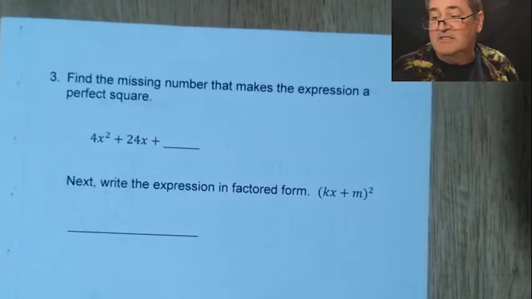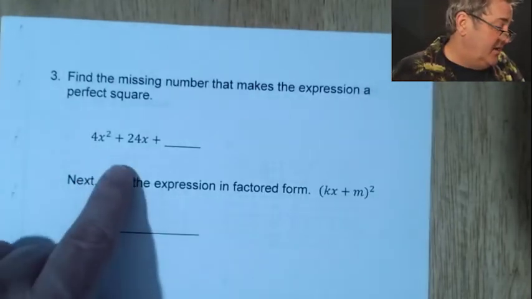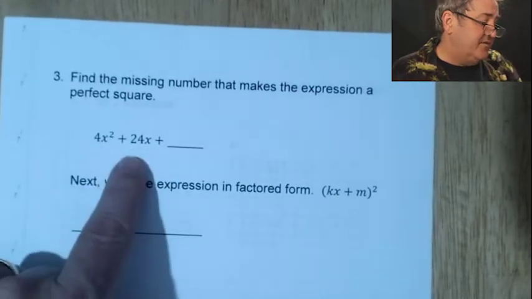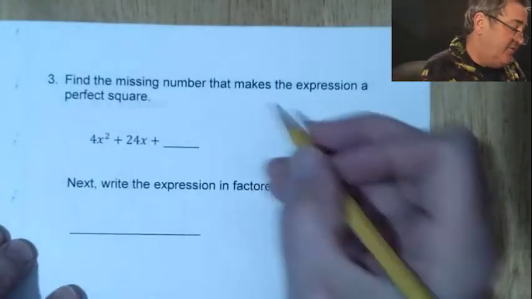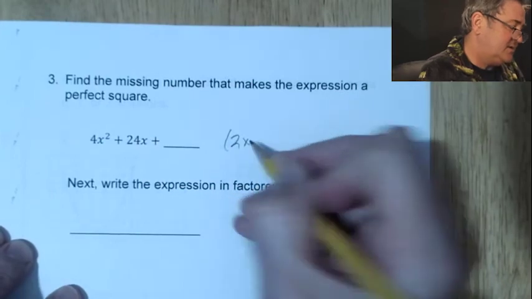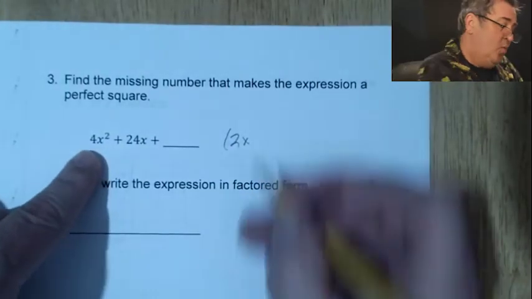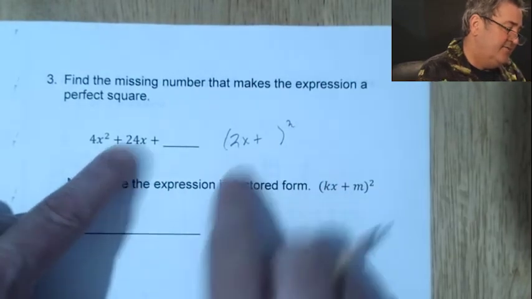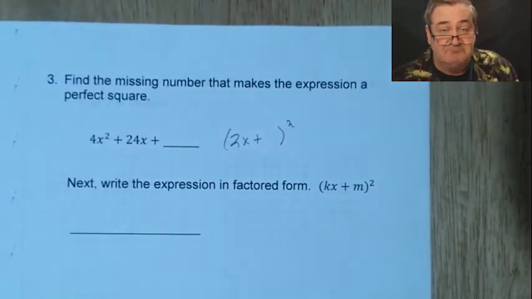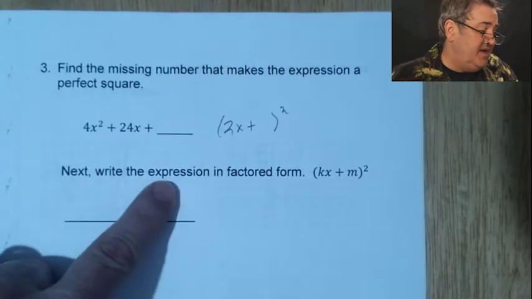Good practice. Get that going. Find the missing number that makes this a perfect square. Oh, this is the same thing, just a little different order. We're giving you the first one, right, which would be 2x, because 2x times 2x. What number, that's a plus, what number needs to be there for you to end up with 24x? You can do that. So then, write it in factored form.